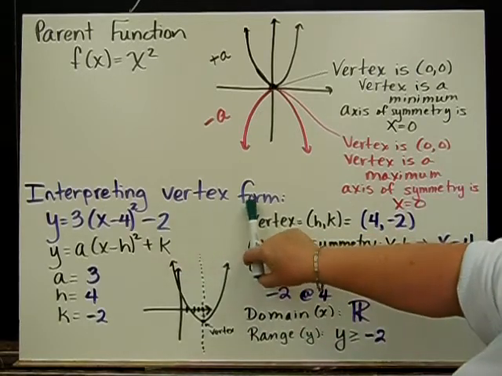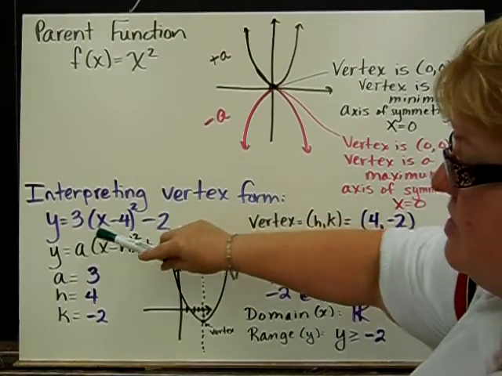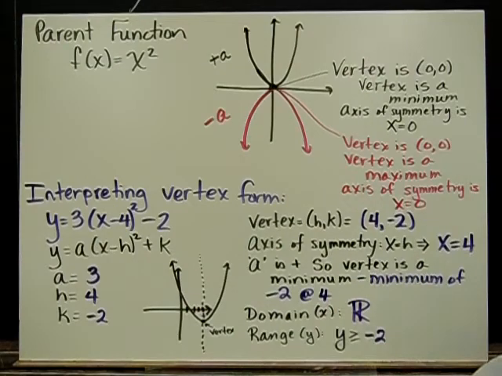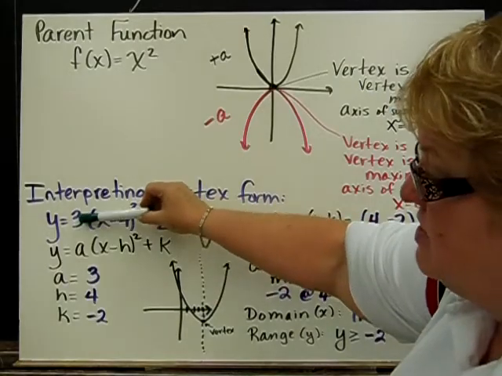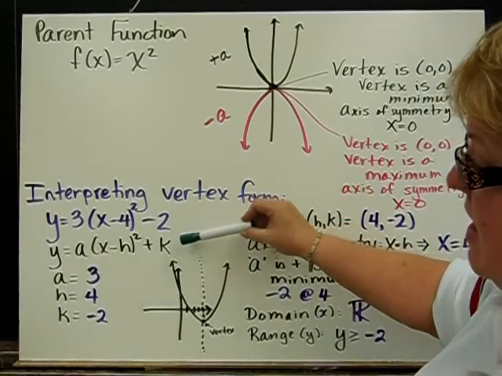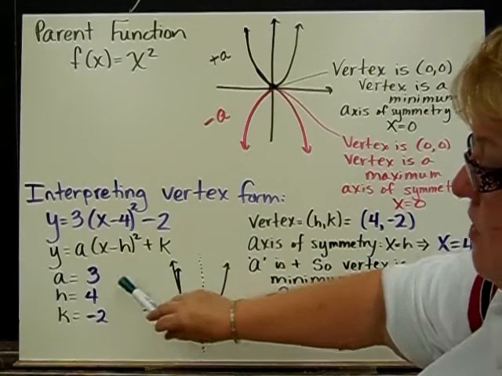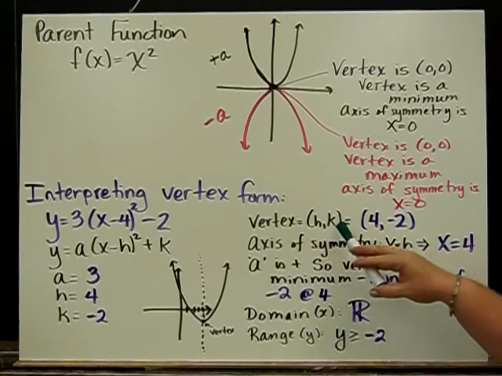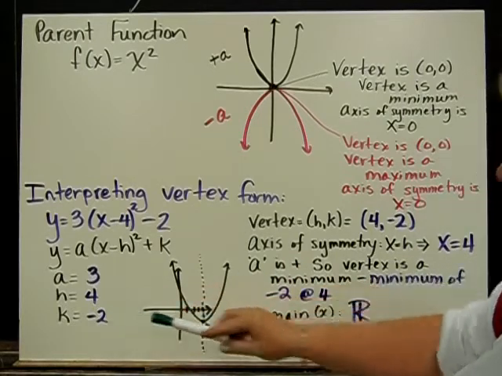Okay, so let's look at interpreting vertex form. If we have this equation for a quadratic in vertex form, y equals 3 times the quantity (x minus 4) squared minus 2, we can line that up with the equation for vertex form, and we see that a is 3, h is 4 because the minus sign is part of the equation, and k is negative 2 because this minus is not part of the equation. And here we wrote a is 3, h is 4, and k is negative 2. Since we know the vertex is the point (h, k), we know that the vertex would be (4, negative 2) because we know h and k.